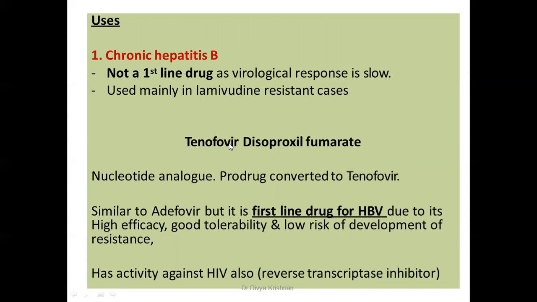Now we'll go to tenofovir. Tenofovir is again a nucleotide analog. It's a prodrug. It is converted to tenofovir diphosphate, and it is similar to adefovir, but the only difference is that it is a first-line drug for HBV because of its high efficacy, good tolerability, and low risk of development of resistance. It also has high activity against HIV. So tenofovir and entecavir are the first-line drugs for hepatitis B infection.